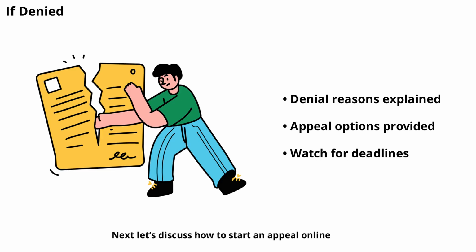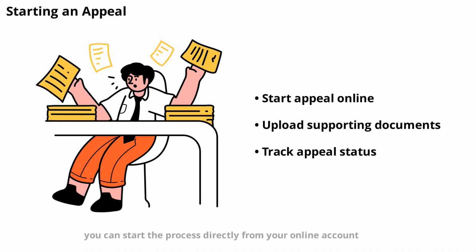Next, let's discuss how to start an appeal online. If you decide to appeal, you can start the process directly from your online account. Look for the Appeal a Decision link in your dashboard. The website will guide you through submitting your appeal and uploading any supporting documents. Make sure to provide all requested information and double-check your submission before sending. The SSA will update your status as your appeal is reviewed.